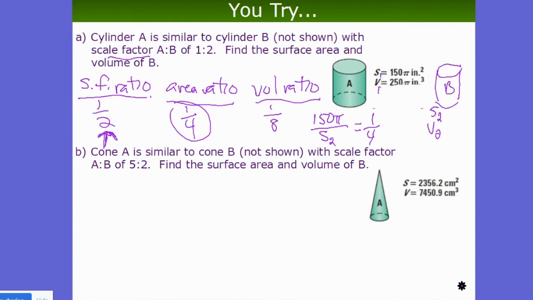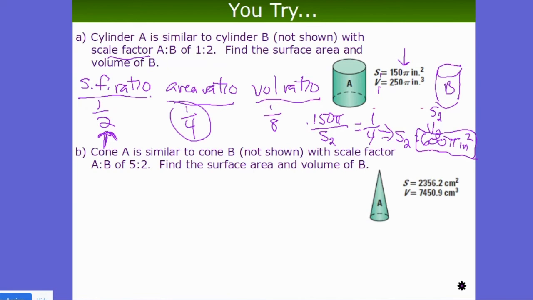I'll use that one. If you use the cross product, it'll be surface area 2 times 1, which is just the surface area of 2, equals 4 times 150 pi, which is 600 pi. And these are square inches. And I'm going to leave it like that because that's how they presented this one in terms of pi. So I'm going to present my answer in terms of pi.